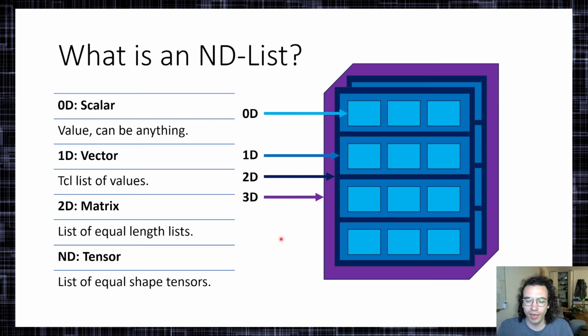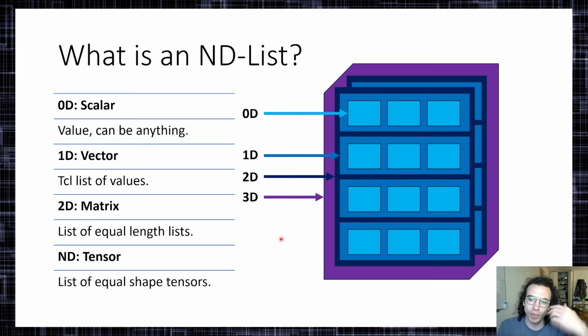So what is an ND list? Well, a 0D list is just a value. It's just a scalar. It can be anything, really. A 1D list is like a vector. It is a list. What we normally think of as a list is a 1D list. A 2D list is a matrix or like a table, and that is a list of equal length lists.